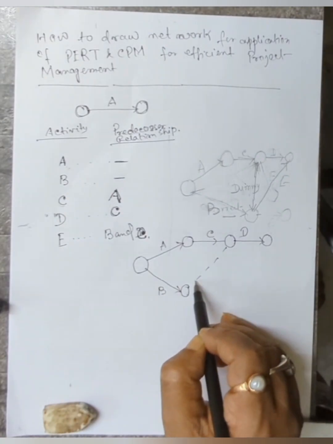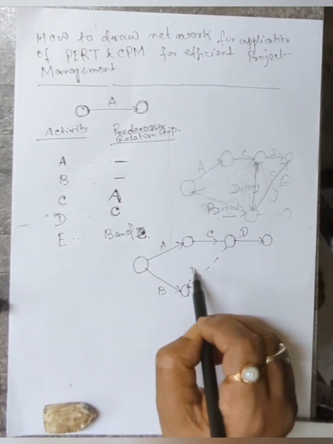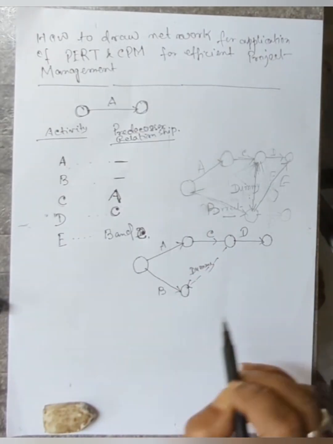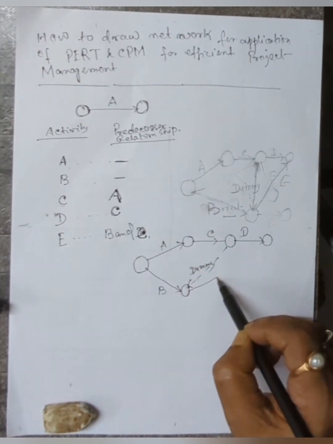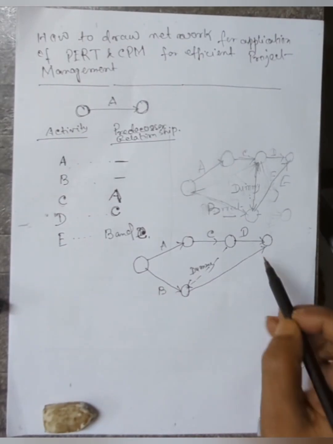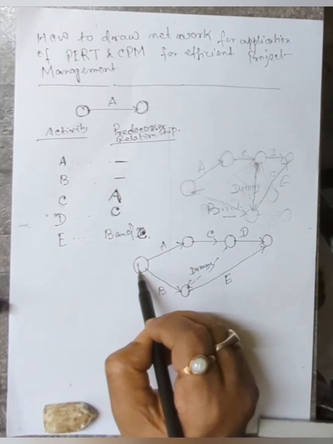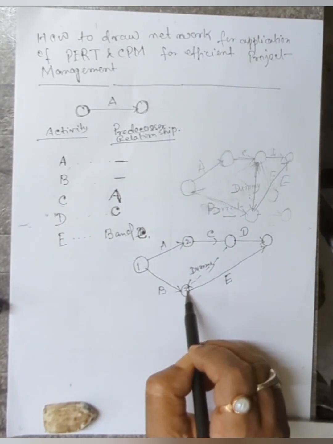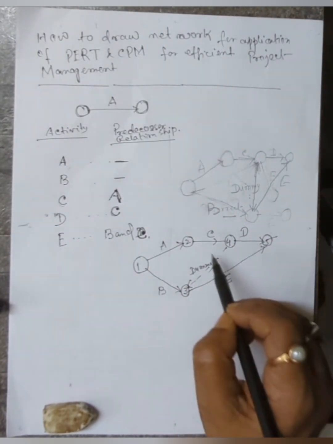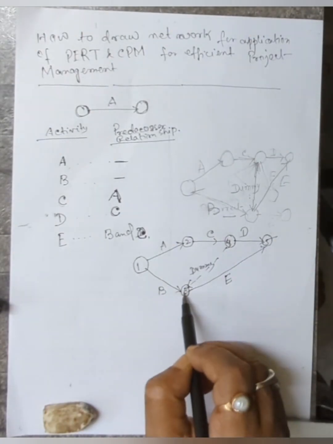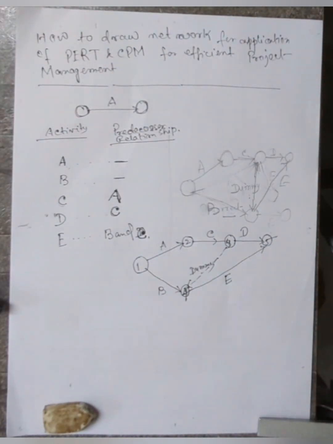That's why one dummy is required to be attached here. This is called dummy, which I have shown here. And from here you can start the activity E. As the final activity should not be kept open, that's why I am connecting this here. This is 1, this is 2, this is 3, and 4 and 5. In this way you can draw the network.